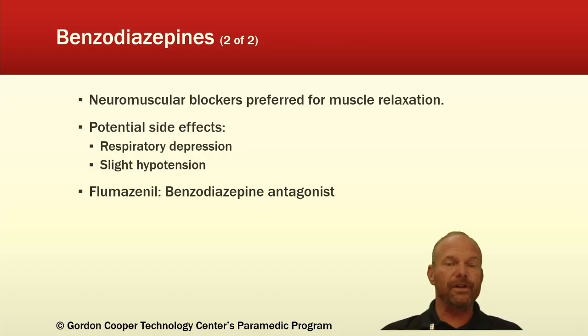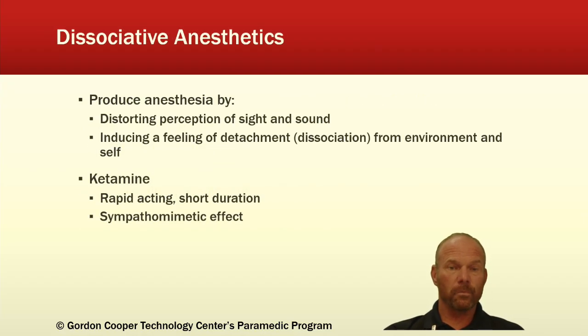And then we do have some antagonists here. We've got flumazenil, or Romazicon. If complications arise from benzo use, flumazenil is the antagonist that can reverse their effects. It's kind of like hitting the undo button for benzos. But it needs to be used with caution in patients with a seizure history or a long-term benzo use history also. And then dissociative anesthetics.